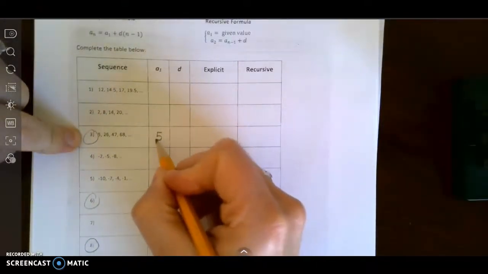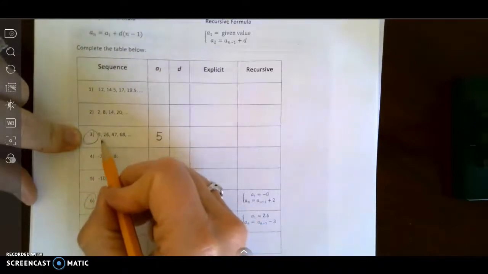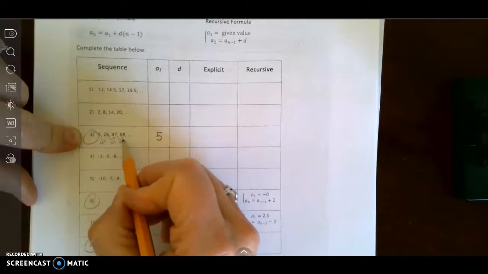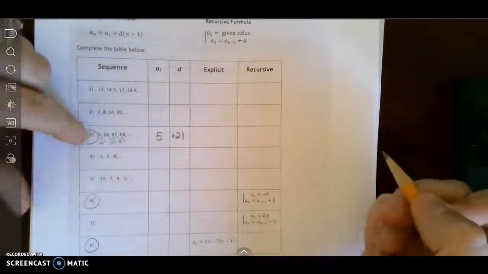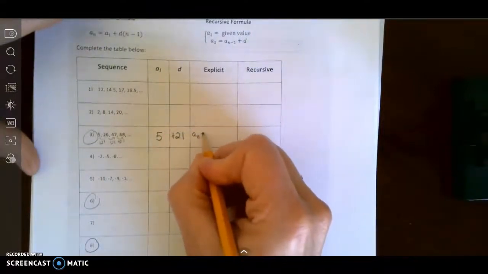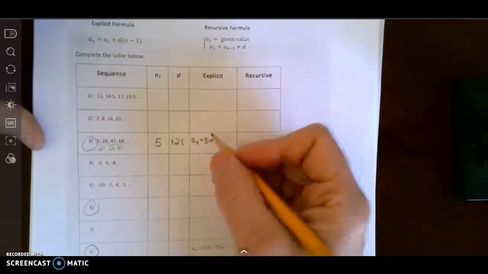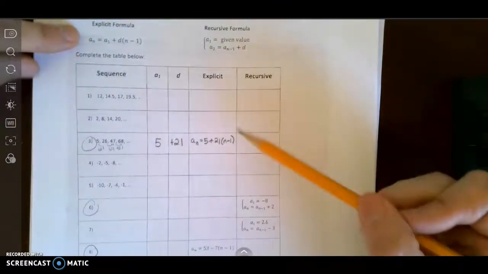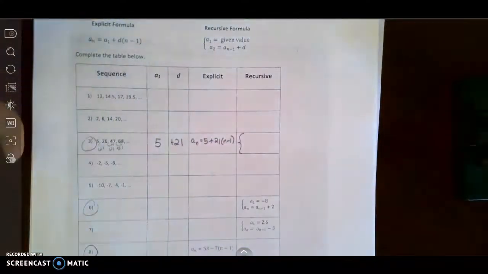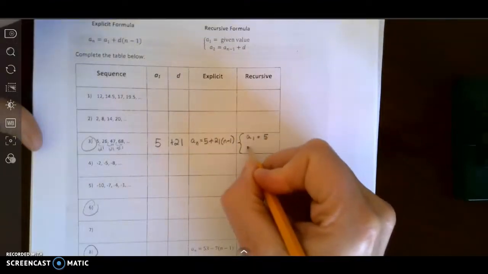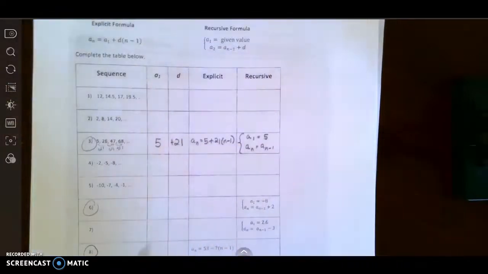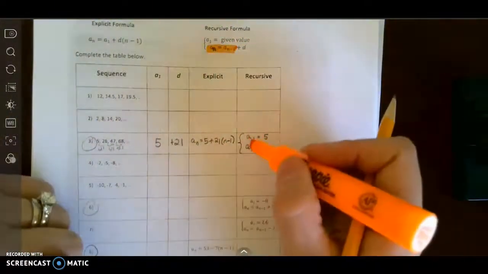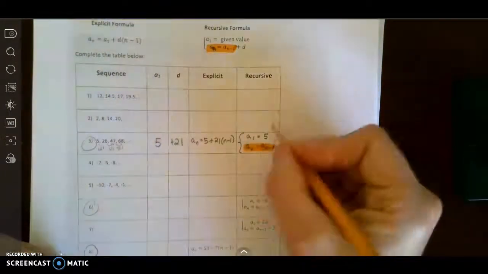All right, number 3. First term is 5. Looks like here I added 21. And then here I added 21. Yep, I keep adding 21, so plus 21. So my explicit formula is a sub n equals the first term, plus 21 times n minus 1. Notice I've got these up here as a guide if I need them. Recursively, the recursive formula always has two parts. First term is 5. A sub n is the previous term. Notice this, by the way, should say a sub n, not a sub 2. Always looks like that. Always starts that way. Plus 21.